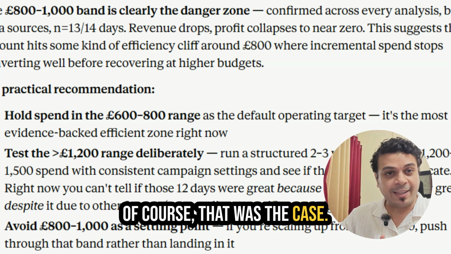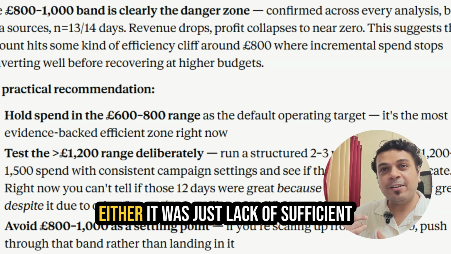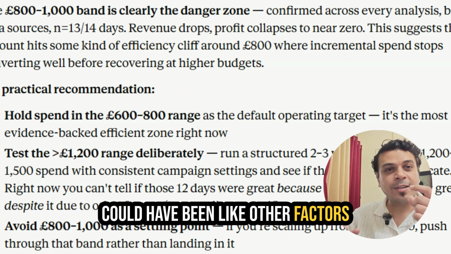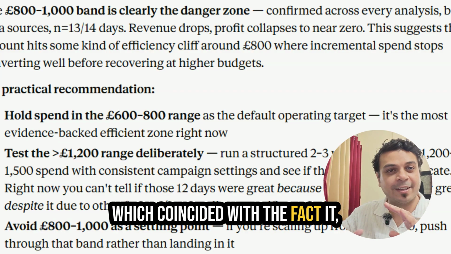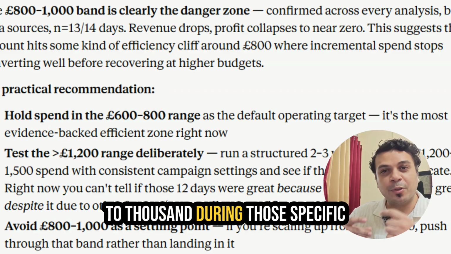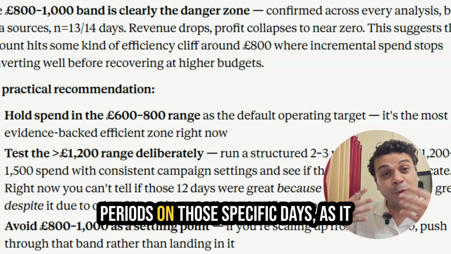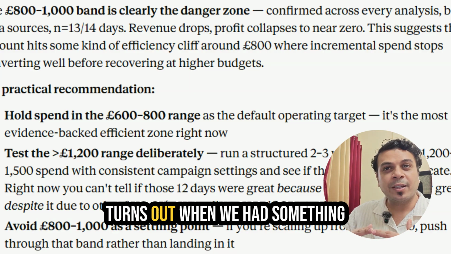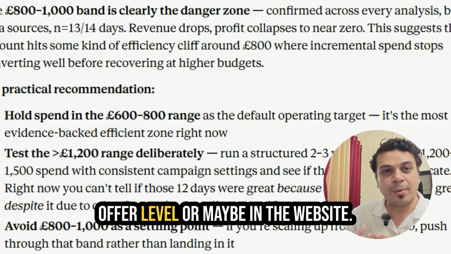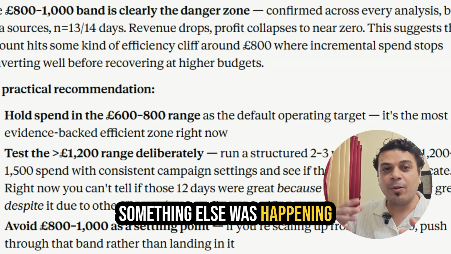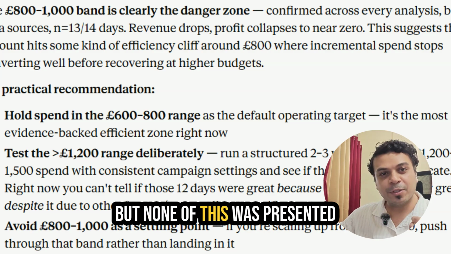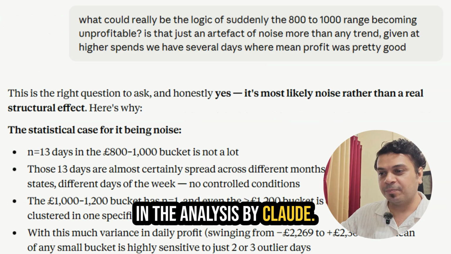Of course, we could see that was the case. Either it was just lack of sufficient data and it's just noise, or it could have been other factors which coincided with that range of 800 to 1000 during those specific periods, on those specific days, when we had something else going on in the account, maybe in other channels, or at an offer level, or in the website. Something else was happening, or a microeconomic or macroeconomic external factor. But none of this was presented in the analysis by Claude.